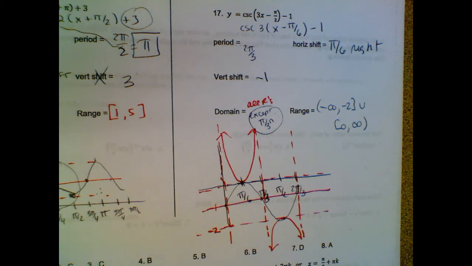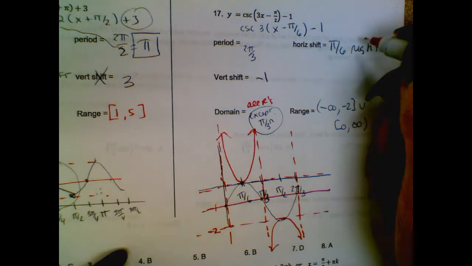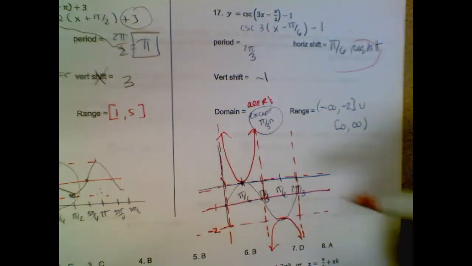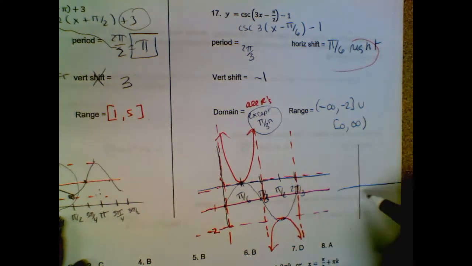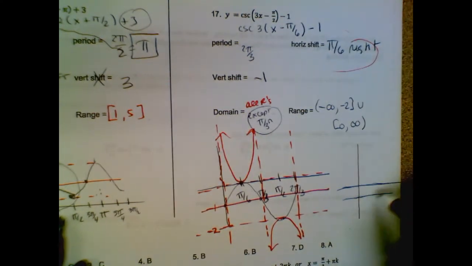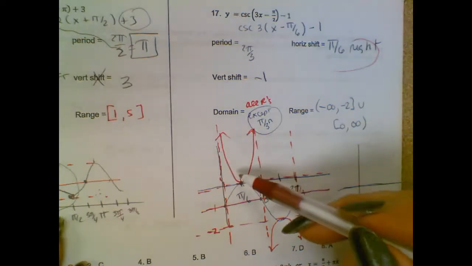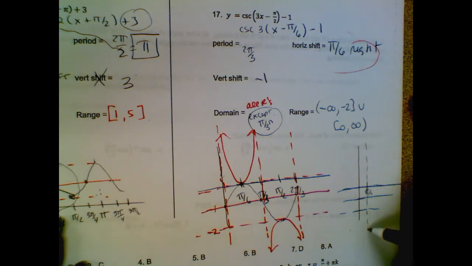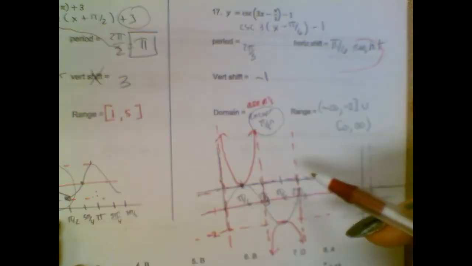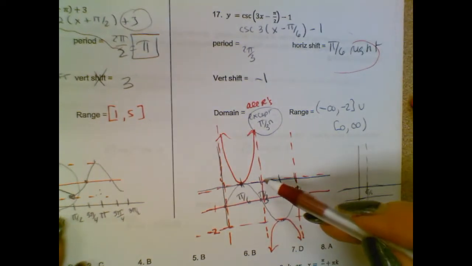Oh, did I not do a horizontal shift? Oh my gosh, guys. I didn't do a horizontal shift. Look, I forgot the horizontal shift, pi over 6 to the right. So all of these have to be pi over 6 to the right. So if I redrew this, if I moved this asymptote pi over 6 to the right, the asymptote's now at pi over 6. Oh, that means every point's been moved pi over 6 to the right, so that's going to go here.